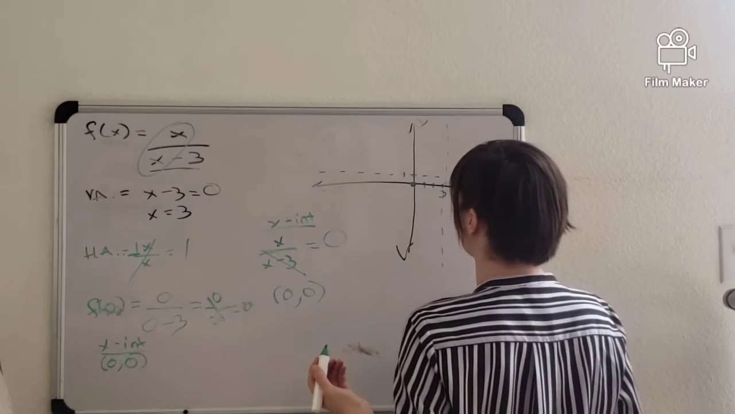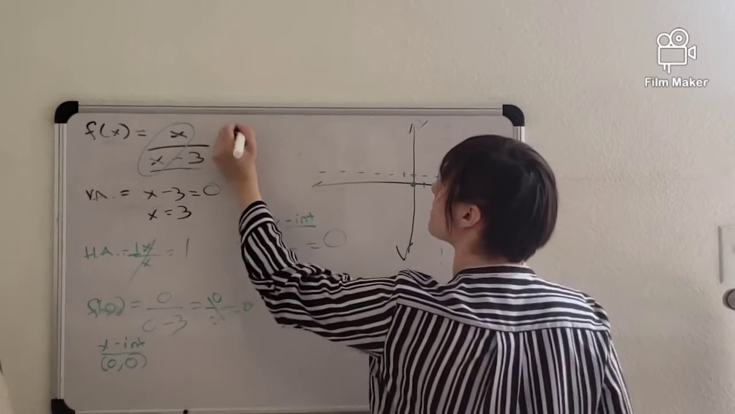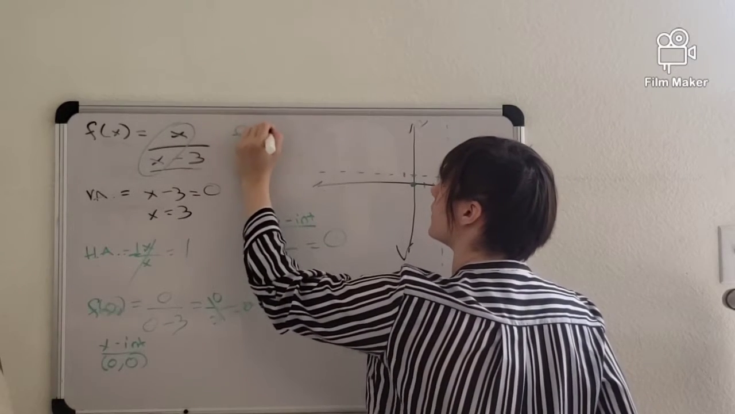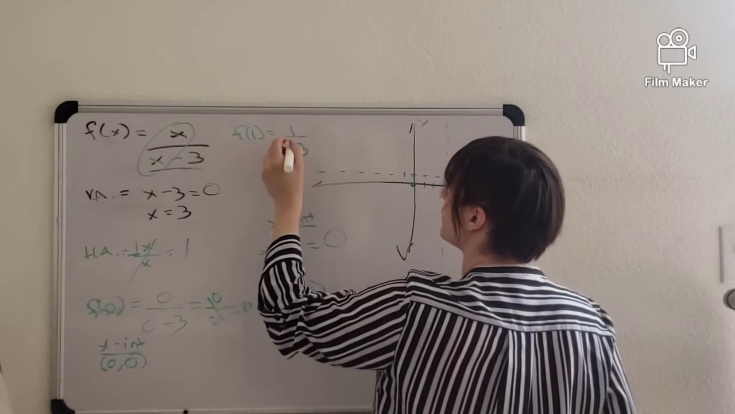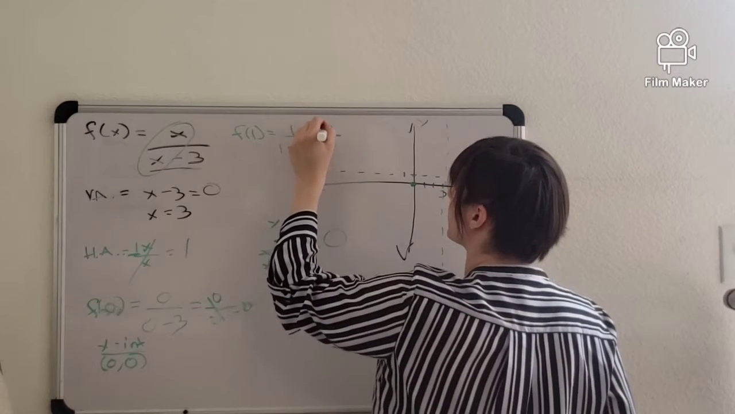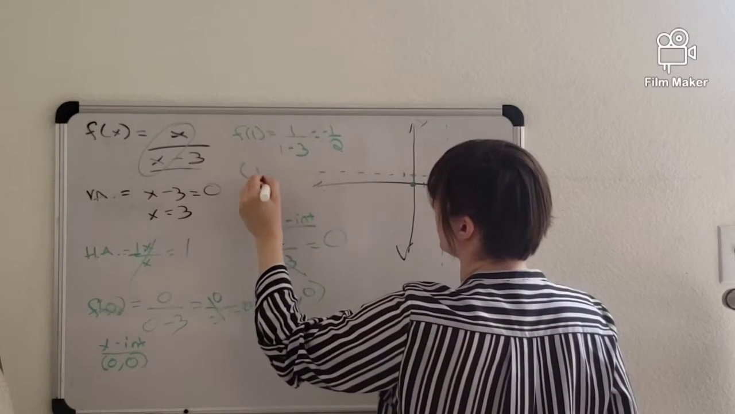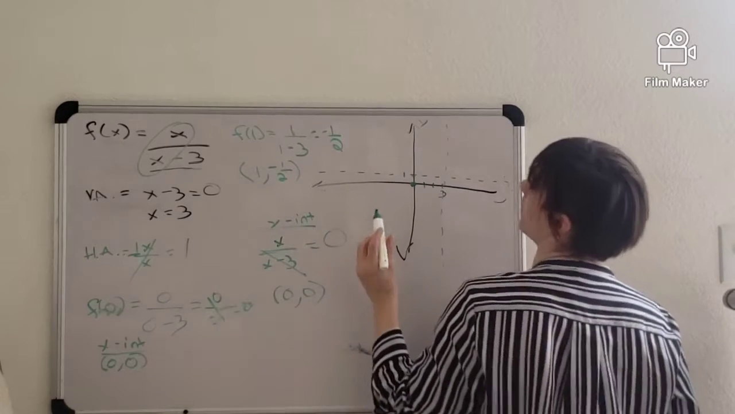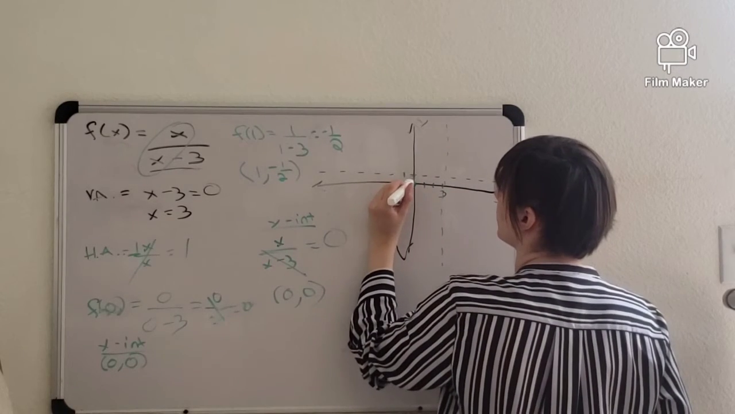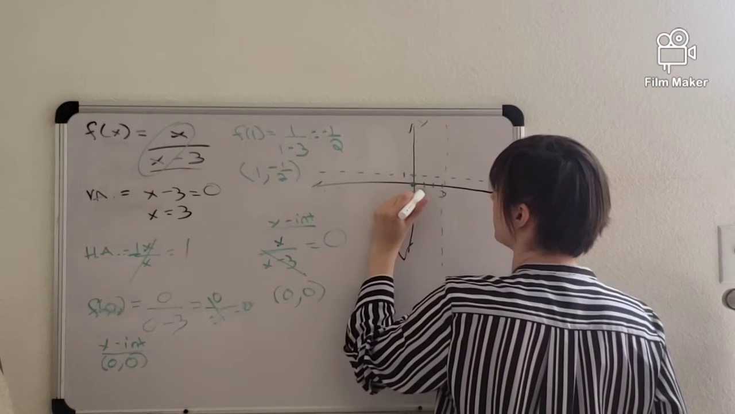And now we're just going to find a few more points, such as, let's try x equals 1. F of 1 equals 1 over 1 minus 3, and that equals 1 over negative 2, or negative 1/2. So another point we're going to do is x equals 1, y equals negative 1/2. So at x equals 1, negative 1/2, because this is about where negative 1 is, so 1/2 right here.